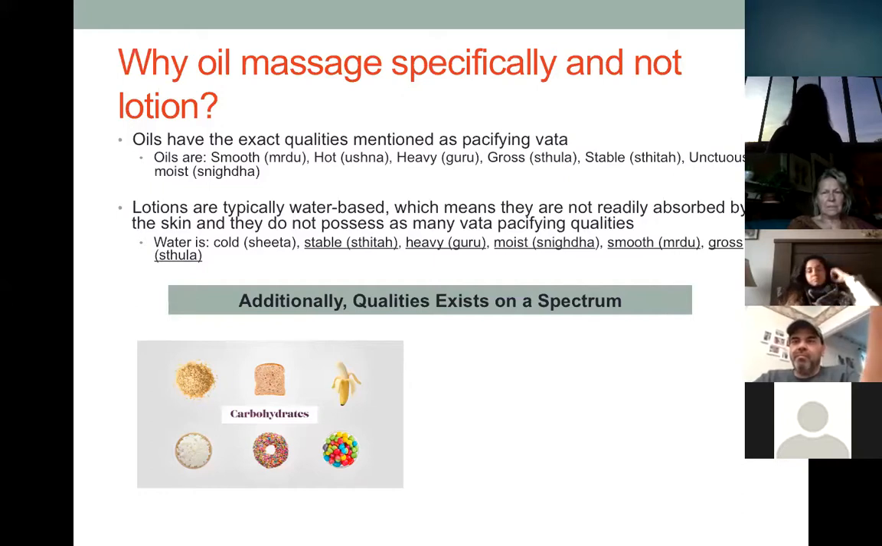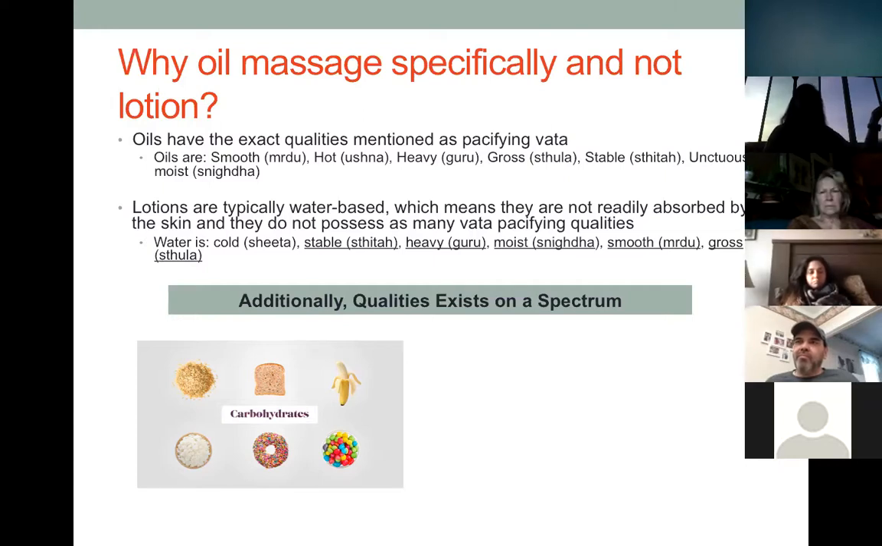If you think about these carbs below, these are all carbs, but they're all very different. You would not say that these M&Ms or donuts are the same as maybe the oats or the bread that's up top, right? The same idea exists about what types of oils could be used to bring the nourishment that we need to pacify vata on the skin, right? It exists on a spectrum. There are oils that are really nourishing, oils that aren't as nourishing, and lotions, right?